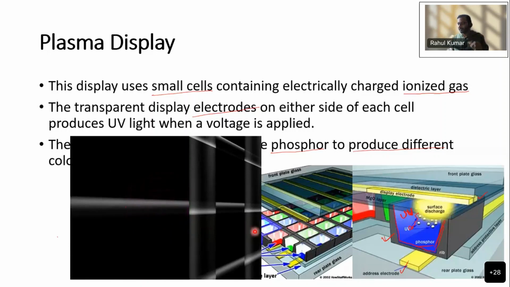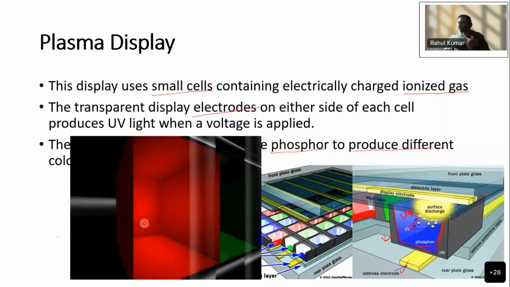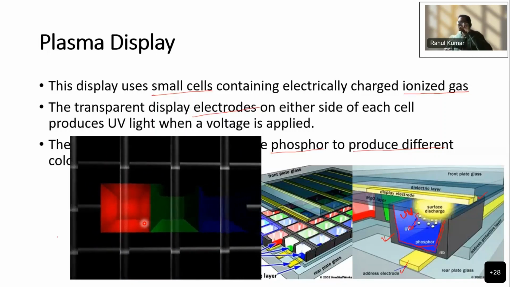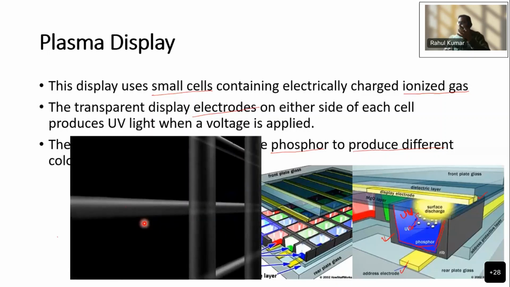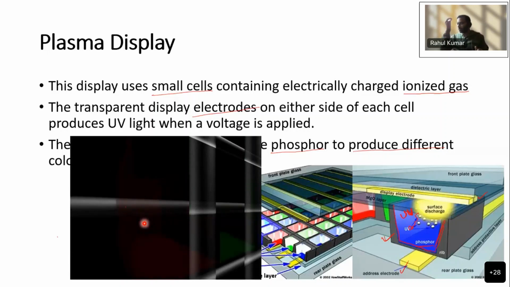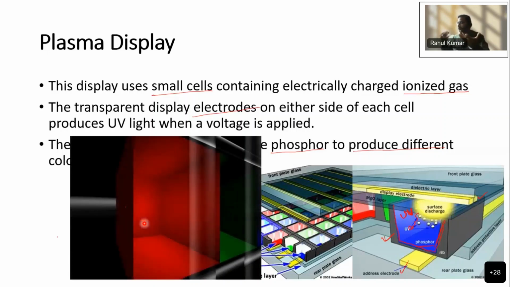Okay, and we place a thin cell containing ionized gas and phosphor, coated with phosphor material. Now filling these cells with ionized gas, it is for a reason, right? If you fill the cell with ionized gas, it will conduct those sparks or that UV light. It will allow the UV light to enter into the cell, and that is what we want.